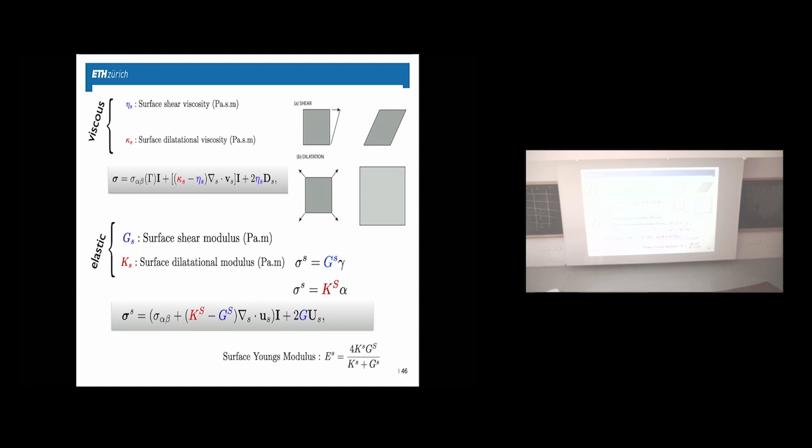You have a shear, this is the surface displacement vector. You have a shape change, shear modulus, and you have a divergence. This should be a big U, sorry. This is a divergence, an area change. Area change, shape change, shear modulus, bulk modulus, right? Compression modulus. And the surface Young modulus is related like this.